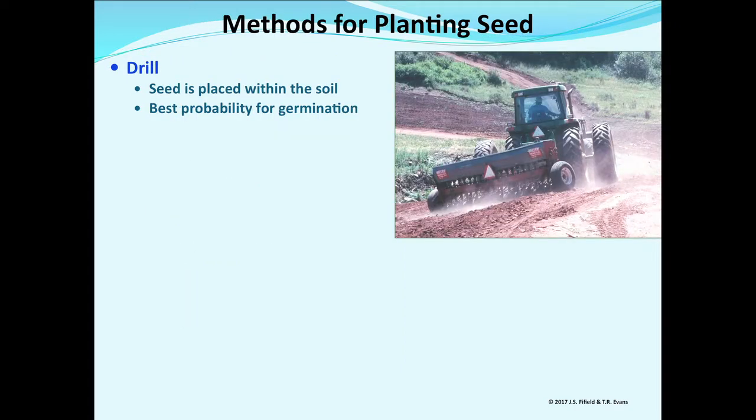Different types of methods for planting seed. I look at it in 3 different ways. Drill seeding is probably the one that's going to give you the best chances for germination. The reason being is it puts the seed into the ground. That's the best place for that seed to be. It's in the ground, it's where the moisture is, it's where the nutrients are, it's safely away from any types of little critters and birds and stuff that could possibly remove it.